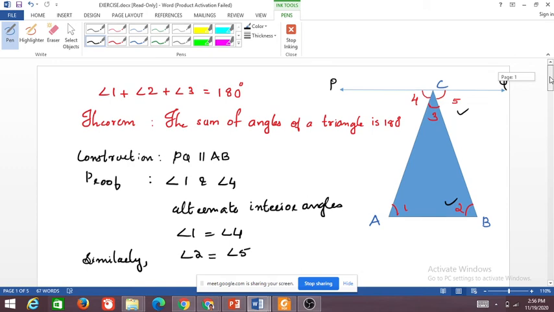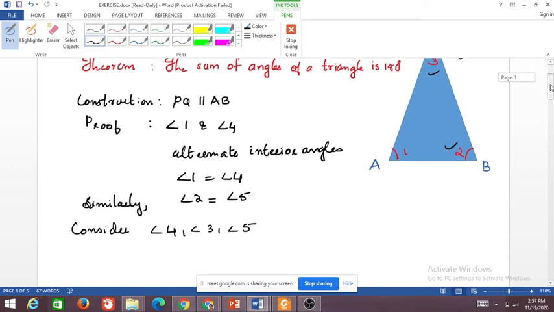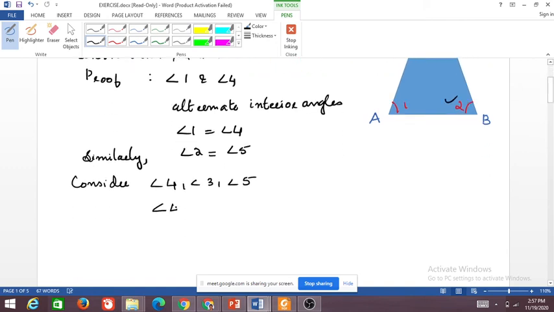Now what can you say about angle 4, angle 3 and angle 5? What can you say about these 3 angles? Angle 4, angle 3 and angle 5. Okay, look at their sum. What will be their sum? Sum 180 degrees. So tell me how you got its sum to be 180 degrees.